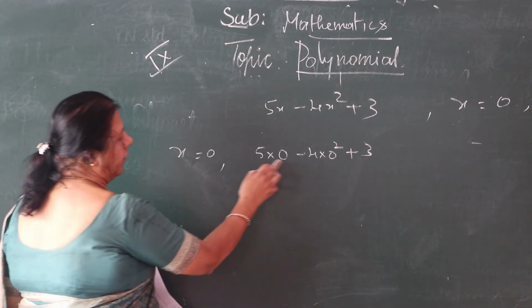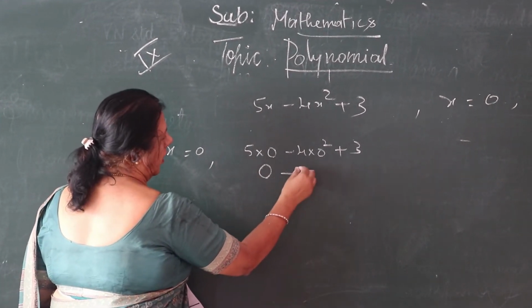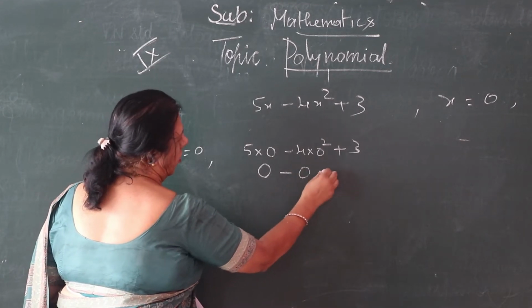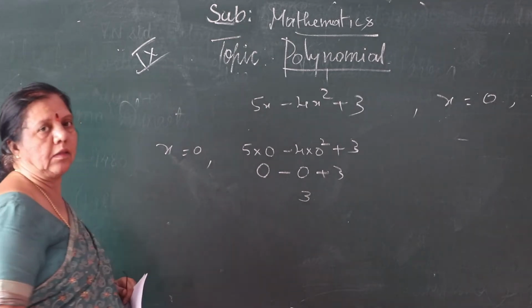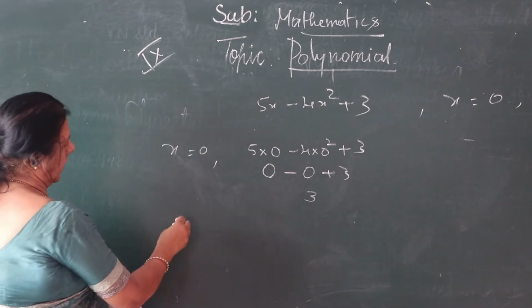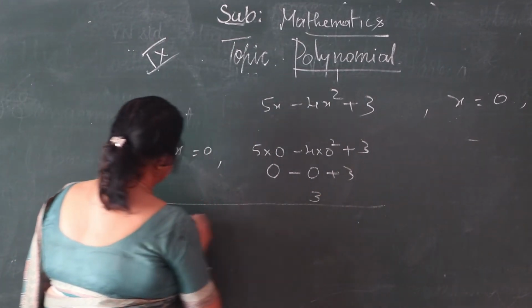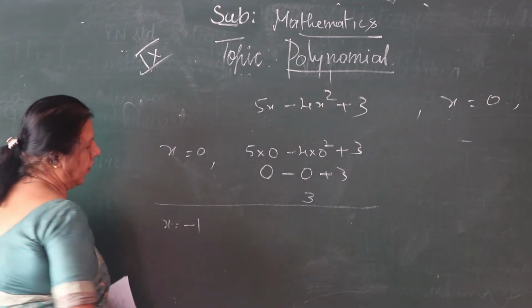What is that? 5 into 0, 0, 4 into 0, 0 plus 3. What is the answer? 3 is the answer. Go for another one, -1. X is equal to -1.